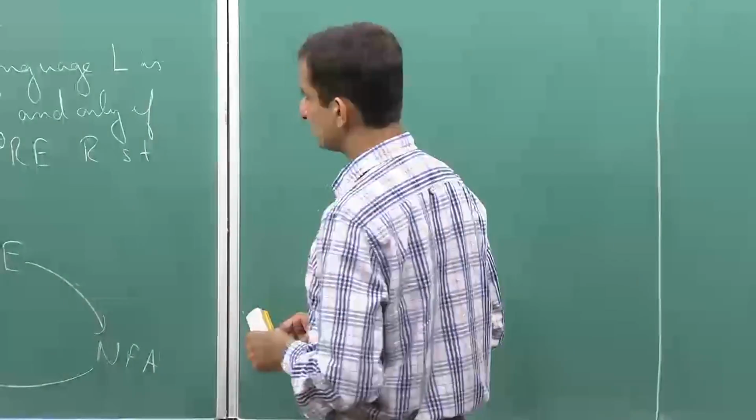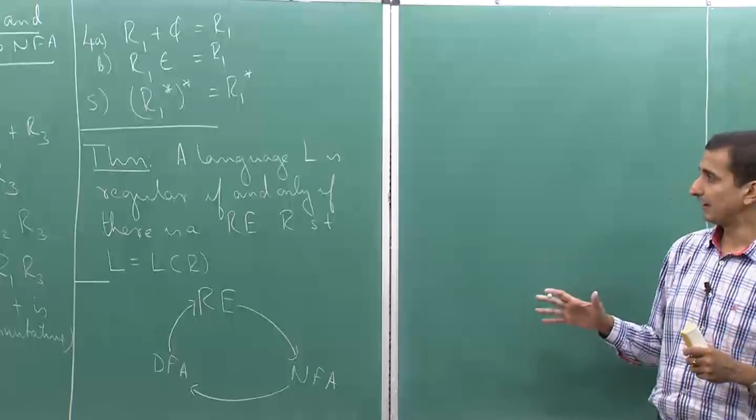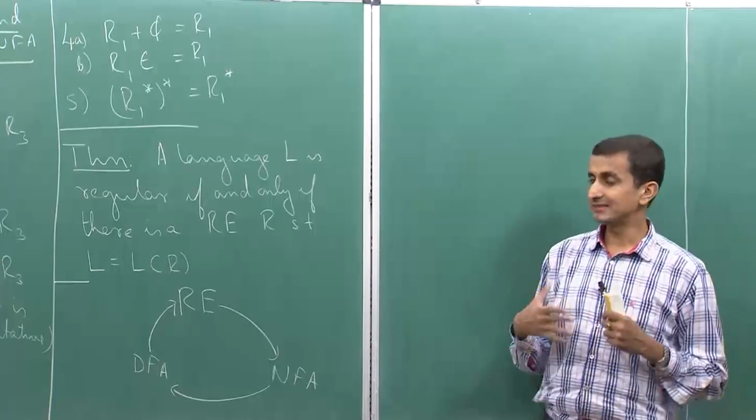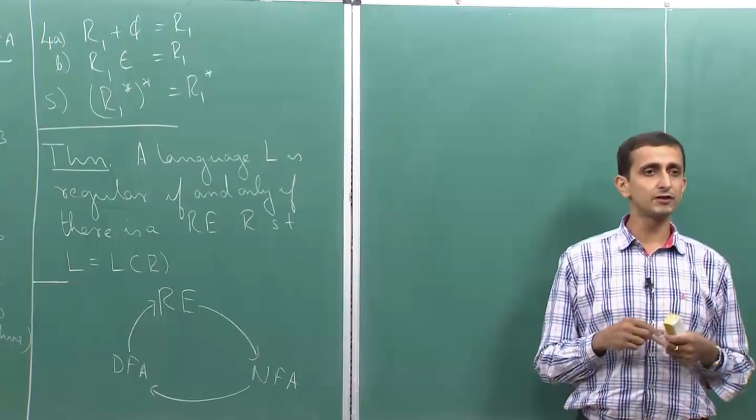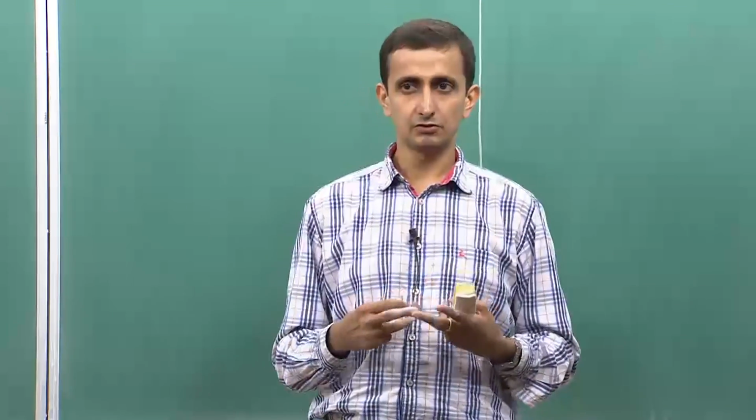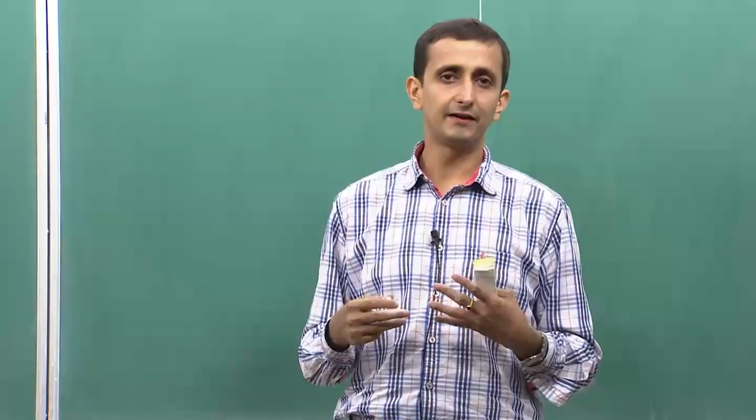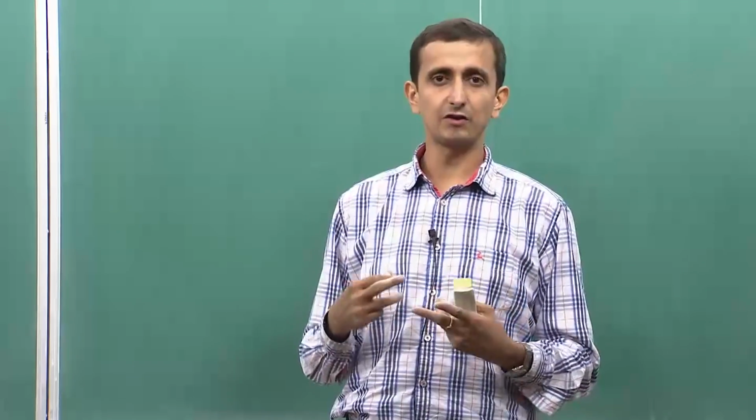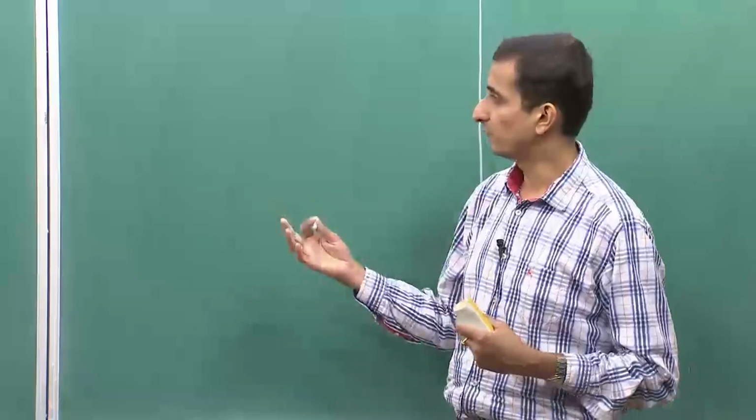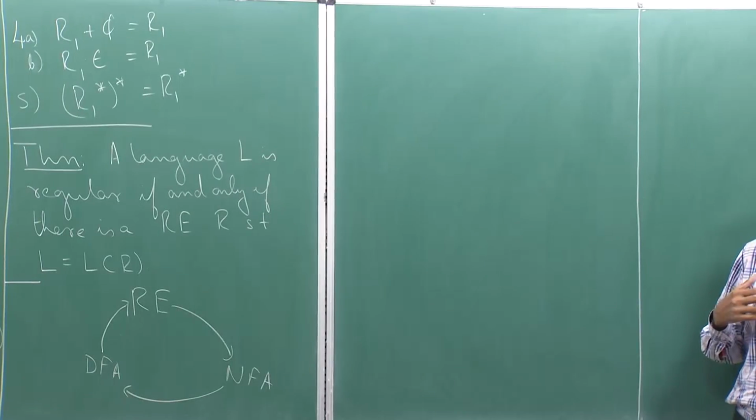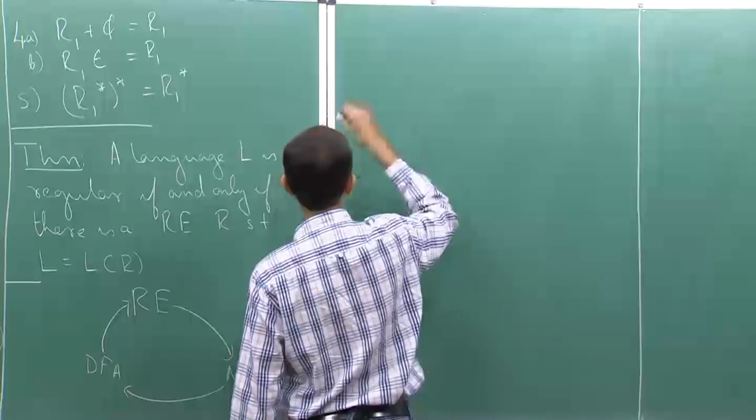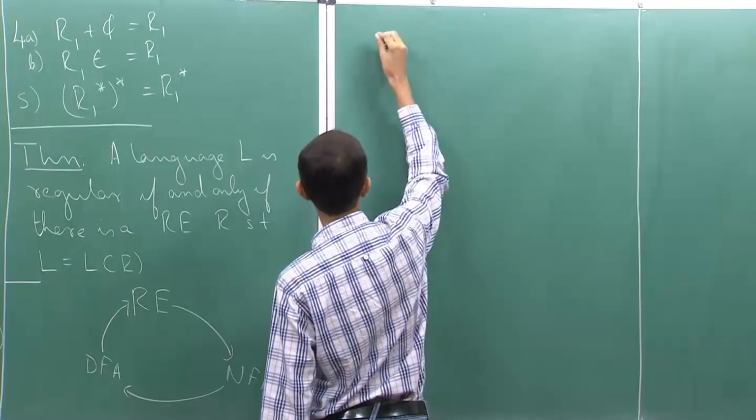Okay, so let us look at the proof. The proof of this is quite simple, and it follows a similar pattern as the proof of closure property of union, concatenation and the star operators. Last time we had seen how to prove that the regular operators union, concatenation and star are closed. That same idea will be used in this proof. We prove this on a case by case basis.